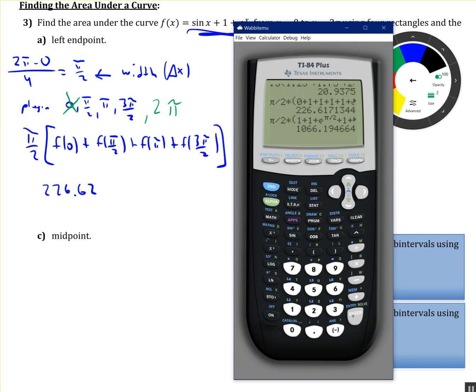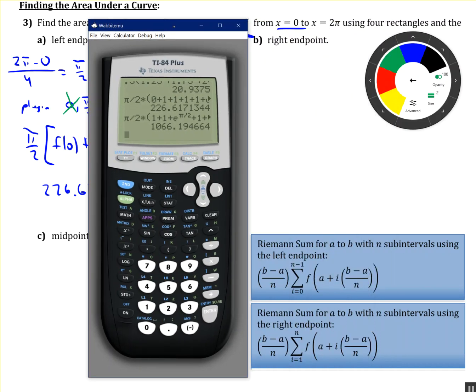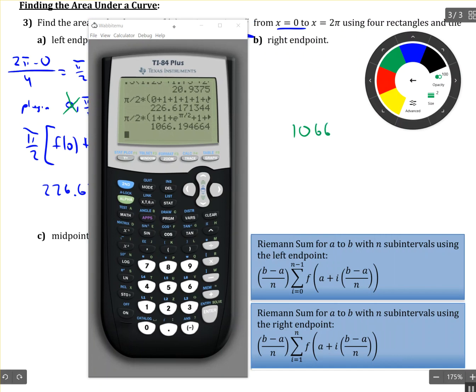I get 1066. Now notice this is a huge difference. 19. Now we're not using that many rectangles, only 4 rectangles, and it's an exponential function, so that would account for why it's so bad.